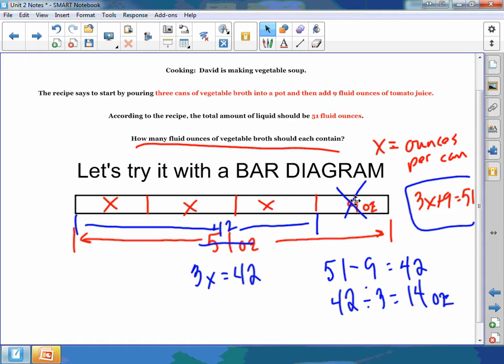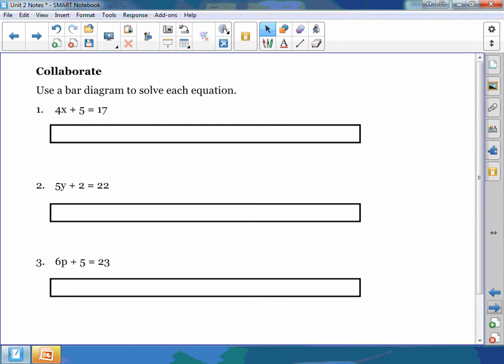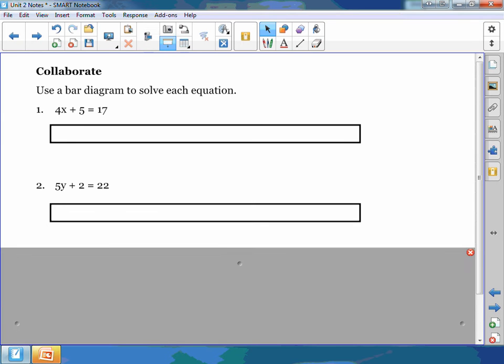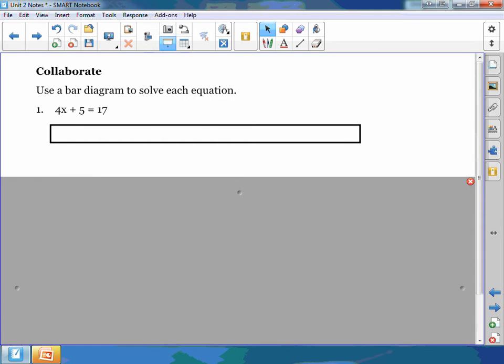Okay, let's try underneath there. There's 3 of them for us to try. Let's do the first one together because this one now doesn't have any context to it. It's not like a cooking problem. It's just an equation. 4x plus 5 equals 17. Here's the rule of thumb. The bar is always equivalent to the overall isolated term's value, which means 17 here. This term out here is equivalent to the length of this bar.